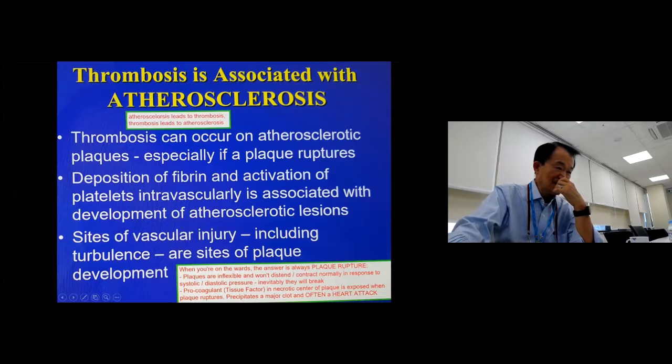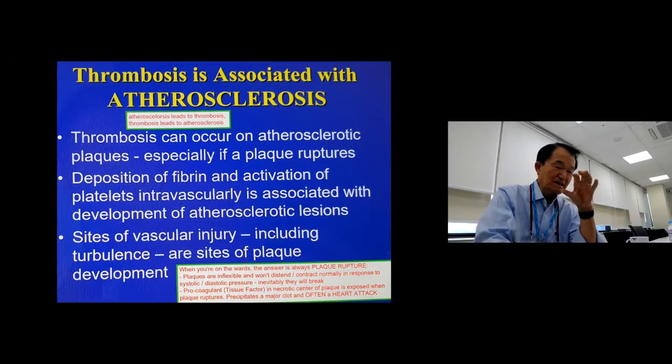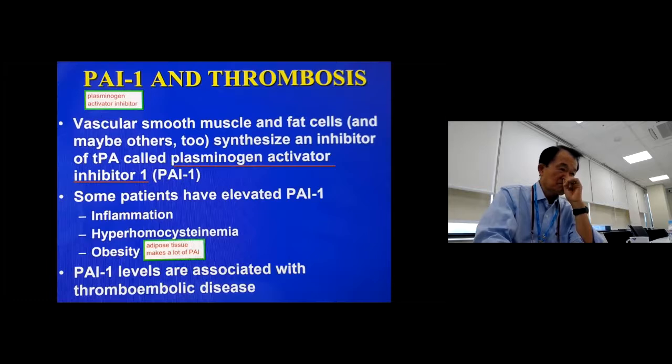And the reason is that the site of vascular injury is very turbulent in flow, so that's the site of plaque development. So imaging may be helpful to demonstrate such a risky plaque ready for rupture.